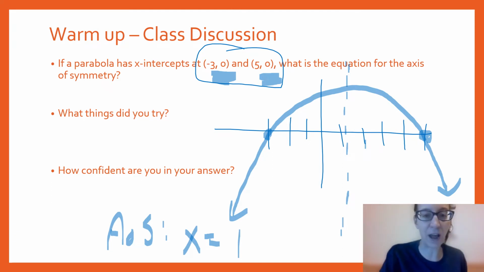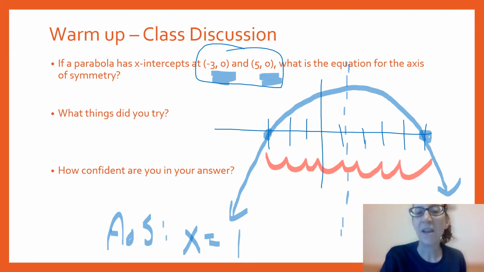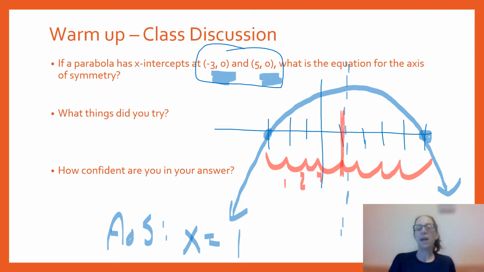And so if I were to count the distance here, 1, 2, 3, 4, 5, 6, 7, 8, then 1, 2, 3, 4 would be right in the middle. And that must be where the axis of symmetry is.